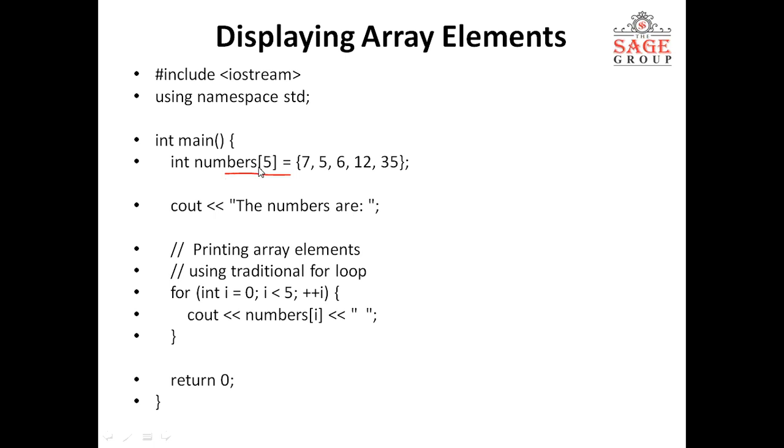So the square bracket is used for giving the size of an array. I have written here 5, so the size of the array is 5. This is a data type. So this is the name of the array. Numbers is the name of the array, and this is the size of the array, 5, in square brackets, written there.